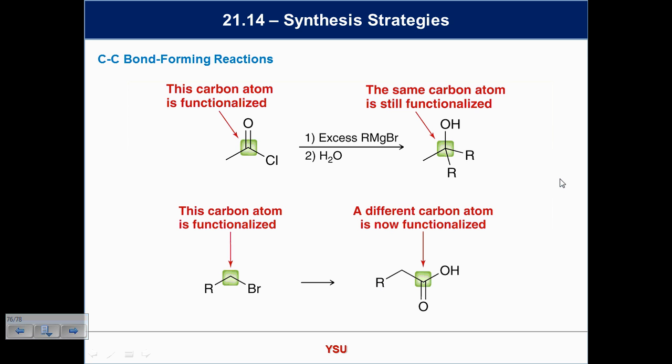All right. How do we use this stuff in synthesis? Well, think about the things we've done. Think about what we can use this for now. If you want a tertiary alcohol, start with an ester. Start with an acid chloride. Because it's a very simple one-pot reaction to get there. You add an excess of the Grignard, and it takes it all the way to the tertiary alcohol.